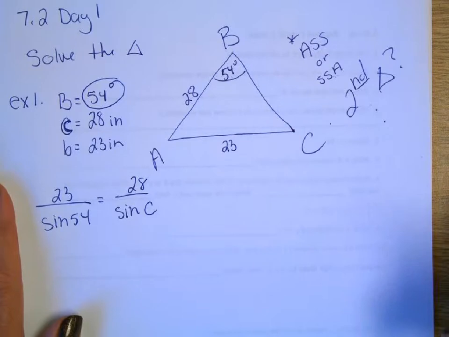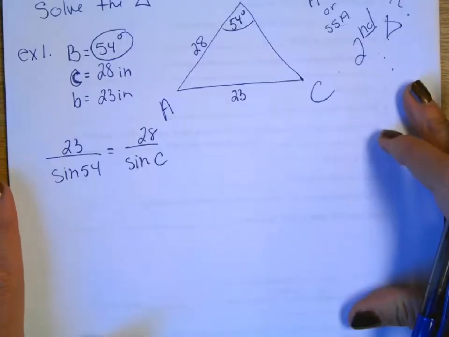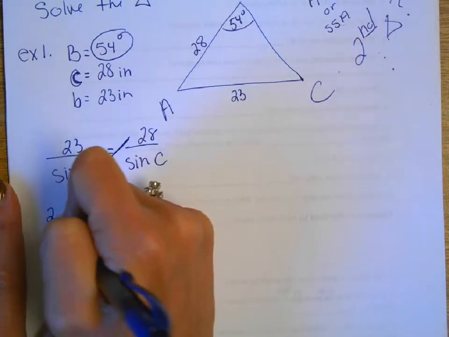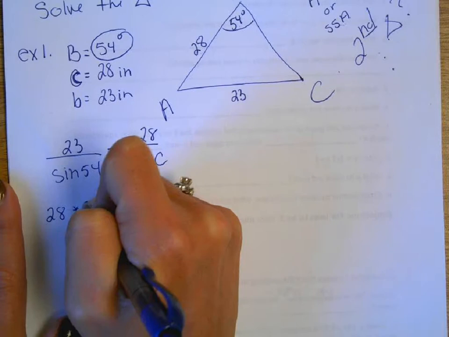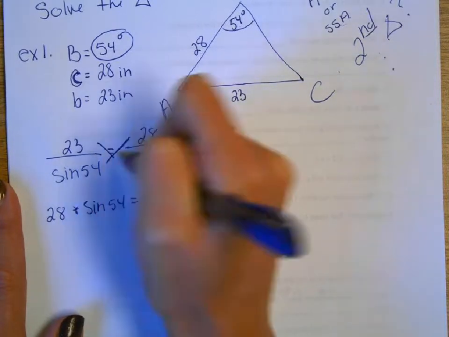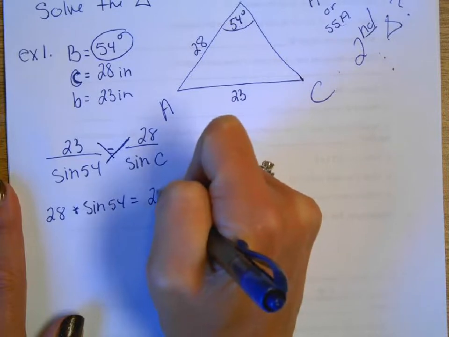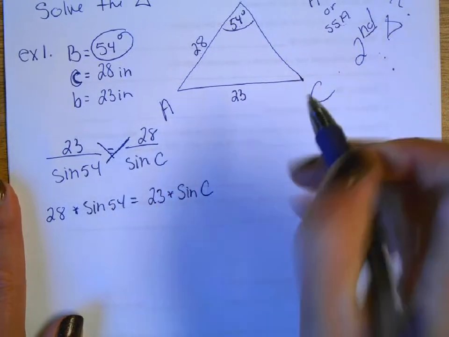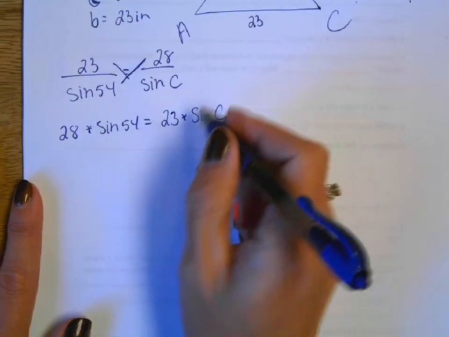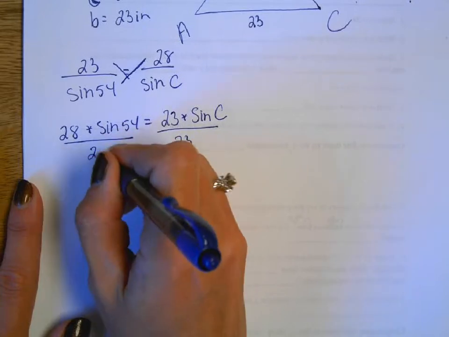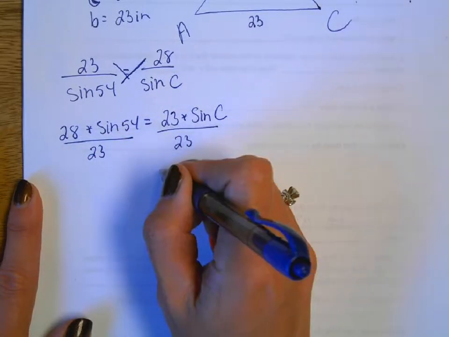I'm going to do the steps in here. Once you get comfortable, go ahead and skip writing them out. But it would be 28 times sine of 54 equals 23 times the sine of C. Then I'll divide by 23. That will leave me with sine of C.